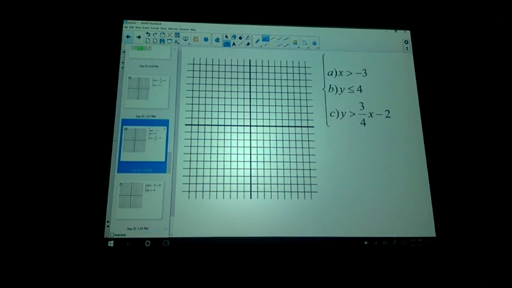All right, I'm going to do this one, though. I have enough time to do this one. So, vertical line at -3, and it's dotted. This one's a horizontal line at +4. And it's solid because it's equal to. And then the last one is going to be a dotted line, so I have positive or -2. And then it's going to go up 1, 2, 3, right 1, 2, 3, 4. This is dotted.